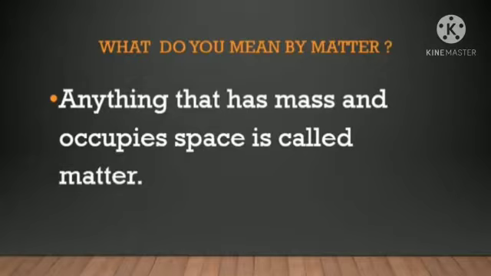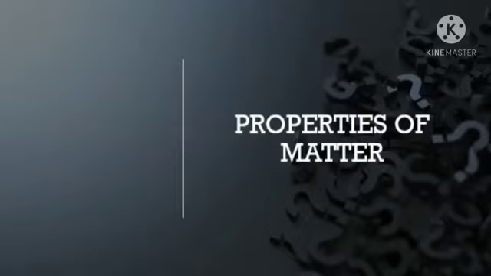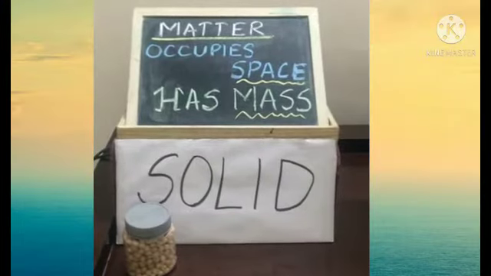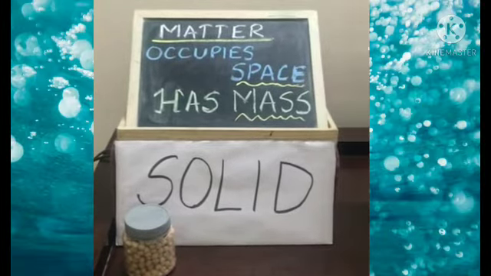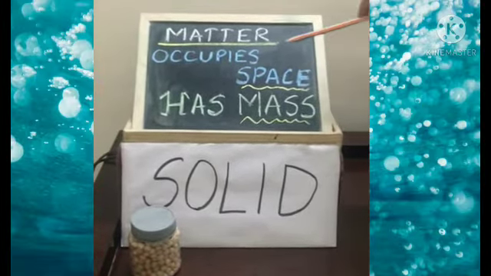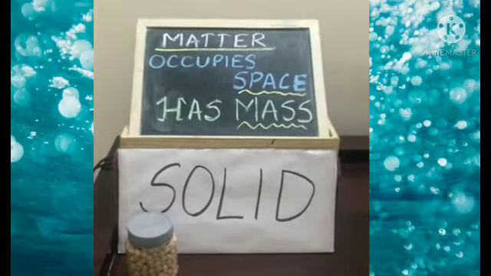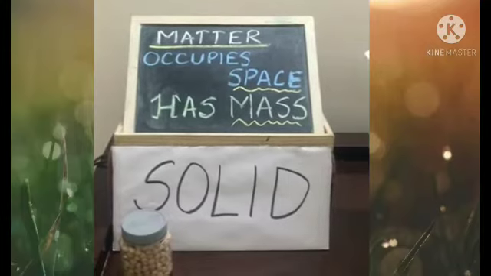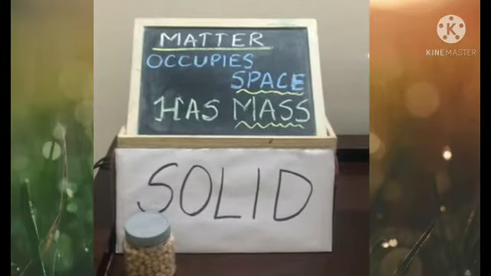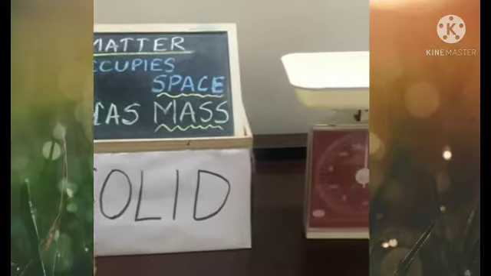The next part is properties of matter. What are the properties of matter? We are going to learn the different properties of matter. Today we are going to do experiments based on matter occupies space and matter has mass. You have already learned that there are 3 types of matter: solid, liquid and gas. So based on this, we will be starting our experiments today.